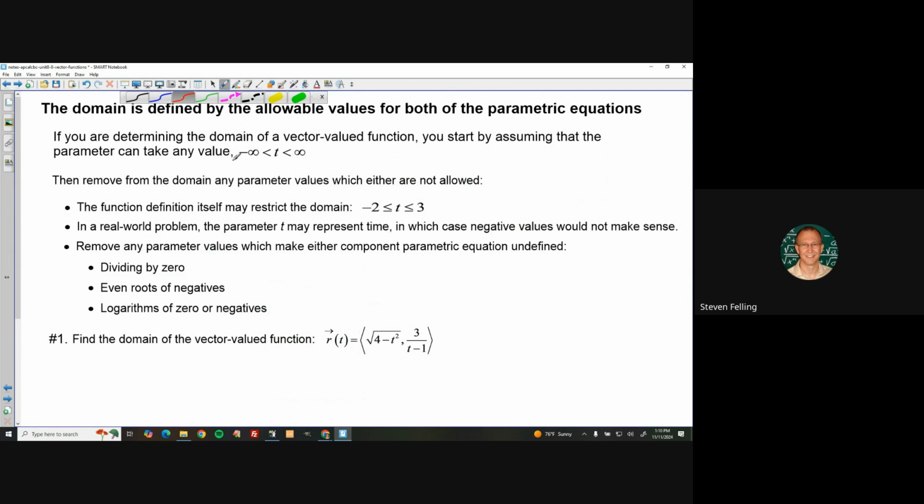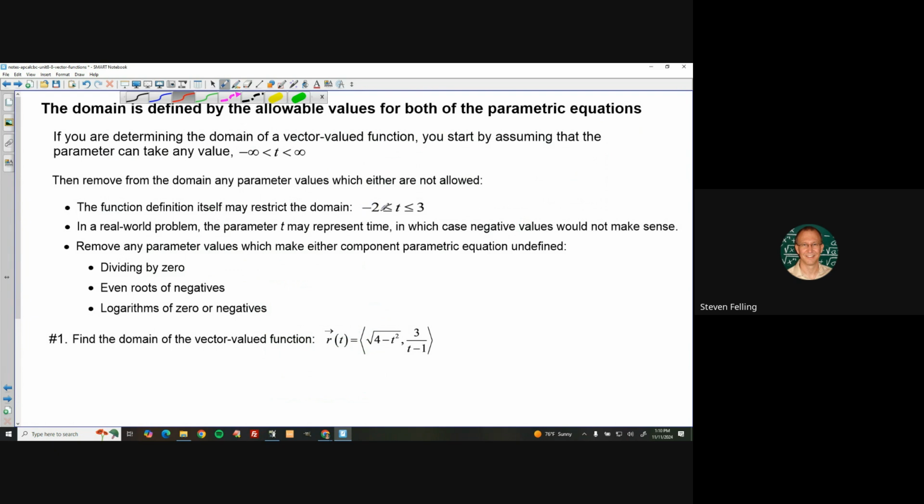And if you're trying to determine the domain of a vector-valued function, you start by assuming that the parameter can take any parameter value from negative infinity to infinity, and then you remove from the domain any parameter values that are not allowed because they cause any of the equations to be undefined. So the function's definition itself might restrict the domain.